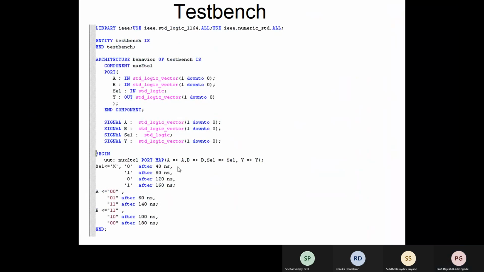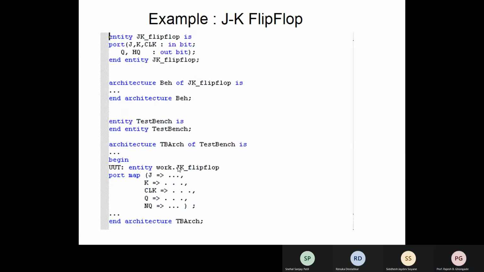Architecture. Here I'm declaring the component in the architecture itself, called component mux2to1, with the ports A, B, cell, Y. Okay, and then end component. So I'm declaring the component in the architecture of the test bench. All right, or I can refer to it like this also. Okay, same thing.